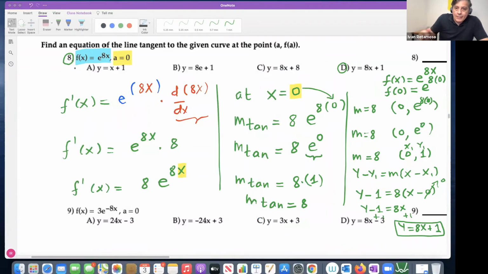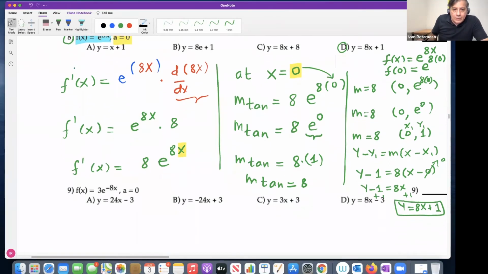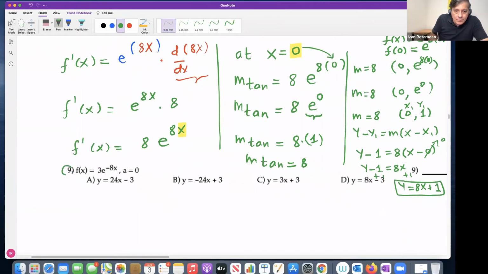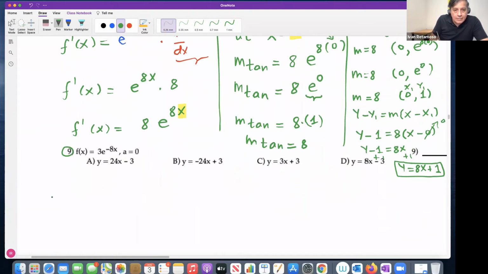All right, great. So now, can you try this so we can move on to the natural logarithmic function? Try this, guys. Let's find the equation of the tangent line at x equals 0.